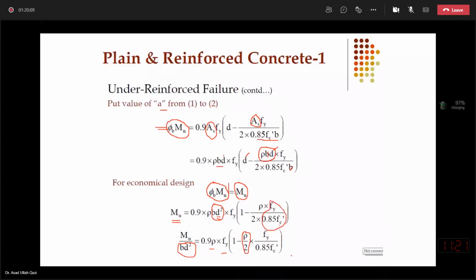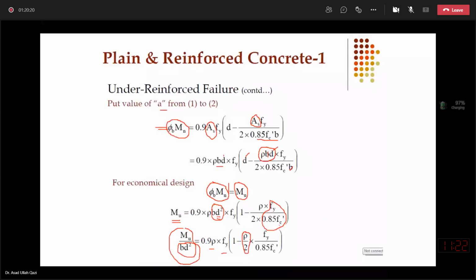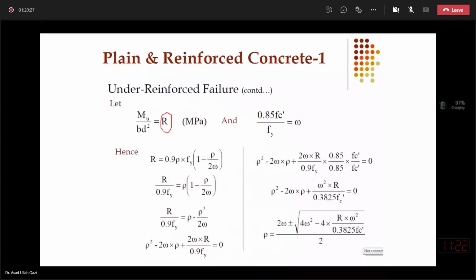So this entire term Mu over bd square, just to make my equation smart, I am replacing it with R. Since Mu is in Newton millimeter, b is in millimeter, and d is again in millimeter square, when I put the units, finally the answer I will get in terms of stress, megapascal, because if I am putting Mu in Newton millimeter and every dimension in millimeters, I will get the answer in Newton over millimeter square.